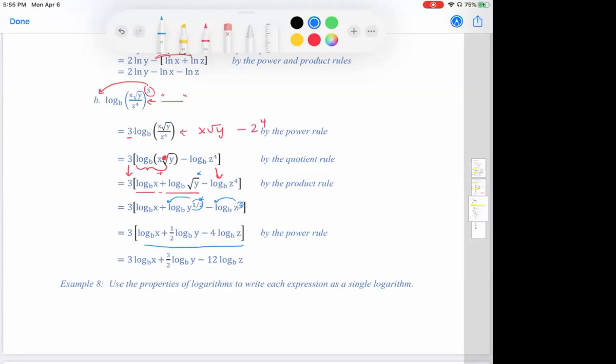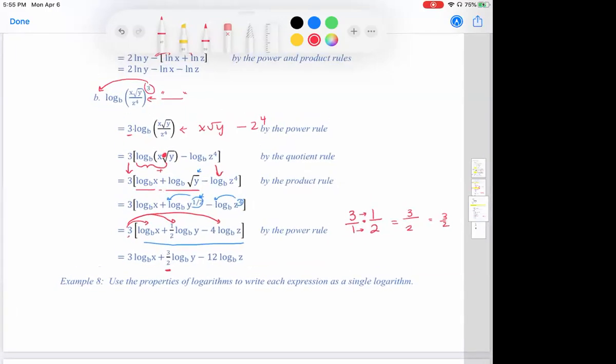Lastly, I want to incorporate that 3. So I want to distribute that 3 to each term. So 3 log base b of x, and then 3 times 1/2. Let's do that work on the side. 3 times 1/2, write a 1 over 3, and multiply across. 3 times 1 is 3, 1 times 2 is 2. I have 3 over 2. So I have 3 over 2 log base b of y, and 3 times 4, we have 12 log base b of z. This one was a lot of work. It's very challenging, but just take it one step at a time.